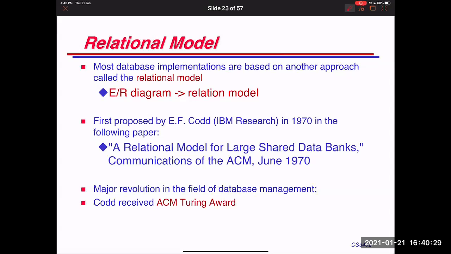Now, the relational model itself was first proposed by Codd, who worked at IBM Research in the 70s, in the following paper here. This paper has been cited many thousands of times. In fact, it was a major revolution of the field of database management, and this was probably one of the reasons why Codd received the ACM Turing Award. If you've never heard of the Turing Award, you can just think of it as the Nobel laureate for computer scientists.